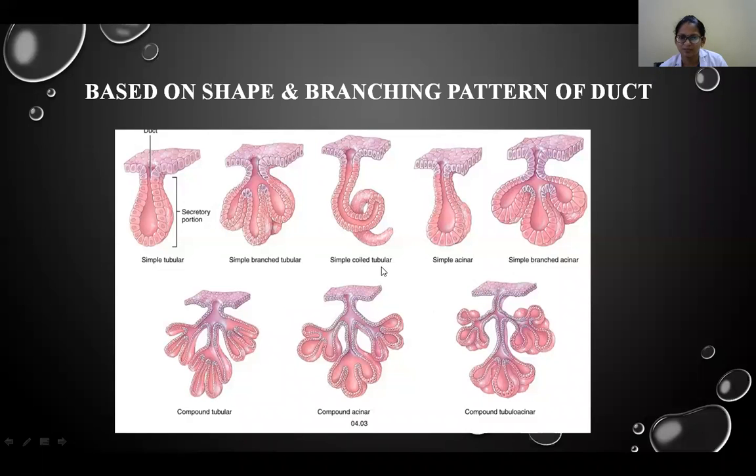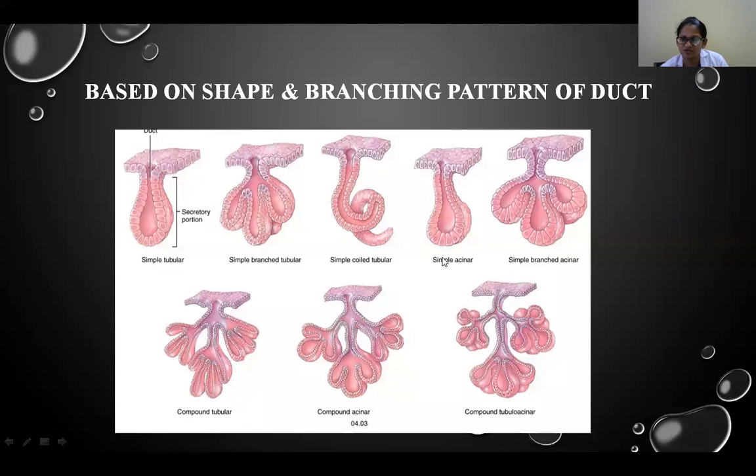Next, coming to the simple coiled gland. Here also we see a single duct, with the acinar cell in a coil shape. So this is called a simple coiled tubular gland.